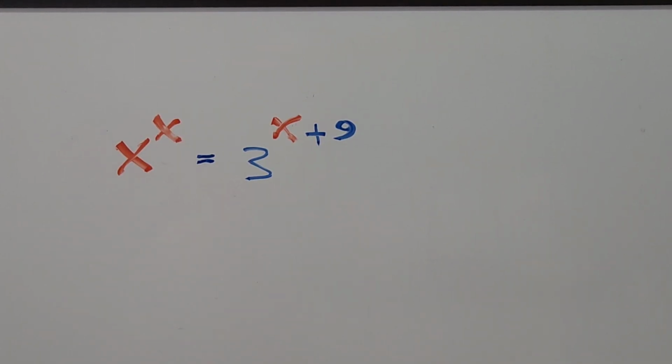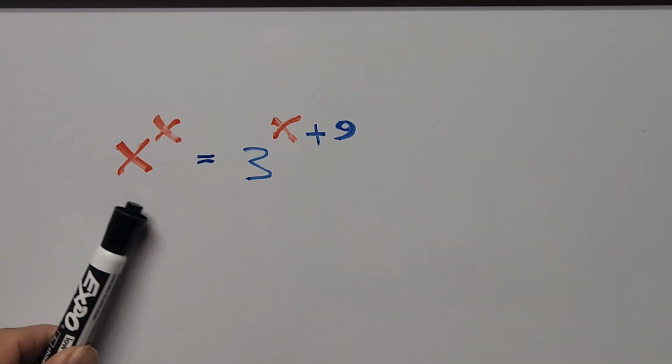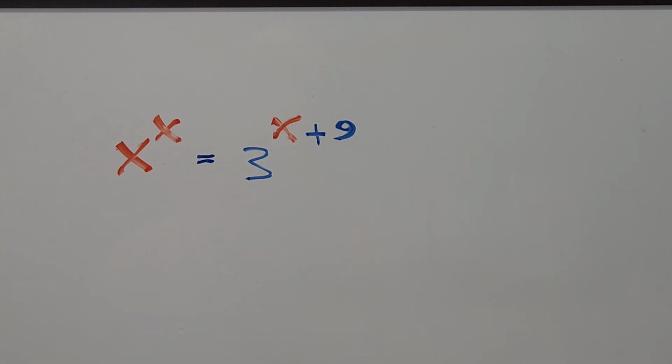In this video, we're going to solve this exponential equation, similar to one of those questions given at the entrance exam of Stanford University. So we have here x to the power of x equals 3 to the power of x plus 9. And so, how do we solve this equation? Here we'll be using two methods to solve for the value of x. In method number 1, we'll be using the rules of exponents.